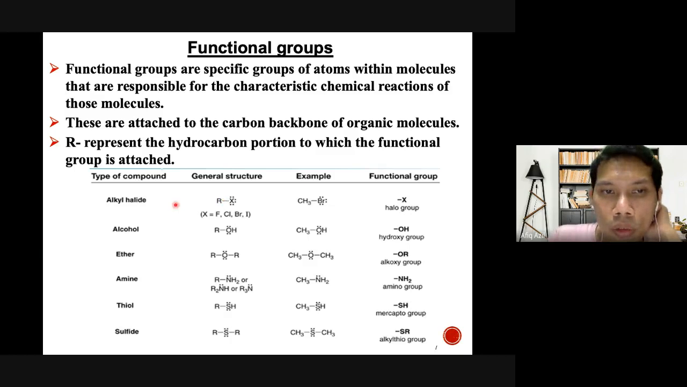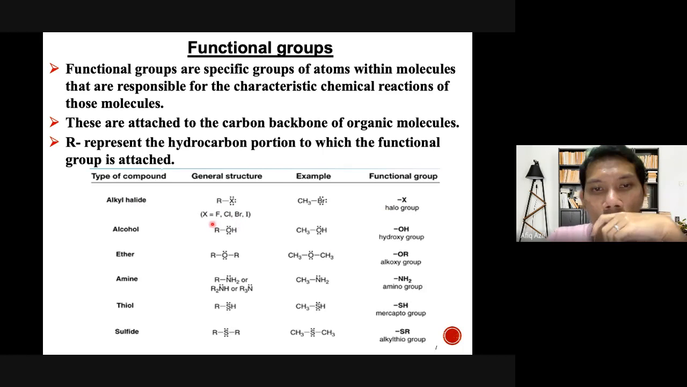So the first functional group would be alkyl halide. If you have a halogen attached to the carbon over here, it will be known as an alkyl halide, or also haloalkane. So RX, where X refers to fluorine, chlorine, bromine, or iodine. So it will be called an alkyl halide.